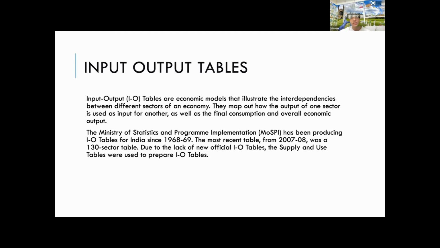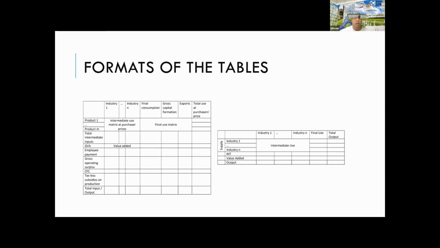Due to the lack of new official input-output tables, the supply and use tables were used to prepare the input-output tables for India. The formats of the tables are as follows. The input-output table has the intermediate use matrix within it, and the final use and the total output, whereas the use table, which was used to prepare this input-output table, has the intermediate use matrix at purchaser prices, with the final use matrix and total use at purchaser price. So the use tables are formatted as commodity by industry, product by industry, whereas the input-output tables are supposed to be industry by industry matrices. So this was the biggest challenge while preparing the data.